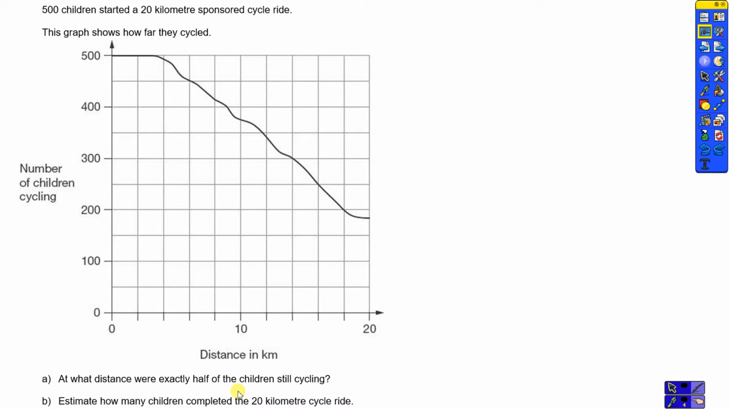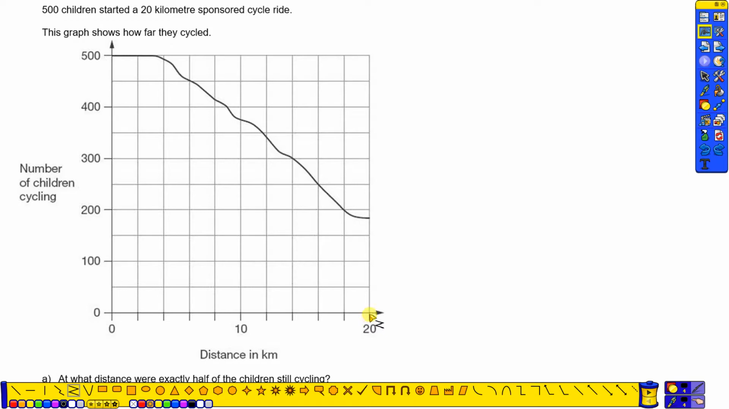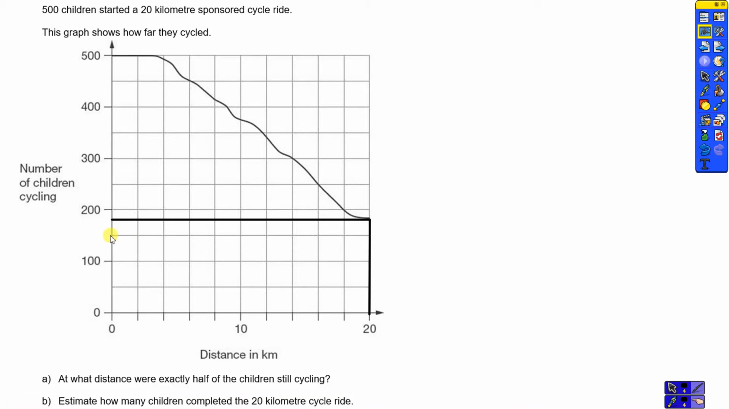Estimate how many children completed the 20-kilometre cycle ride. So we go up from 20 kilometres and then we go across, and we can see that it's between 150 and 200 children, but perhaps it's slightly closer to 200. So rather than the middle of 150 and 200, let's go for a number just slightly closer to 200, so perhaps 180 children.